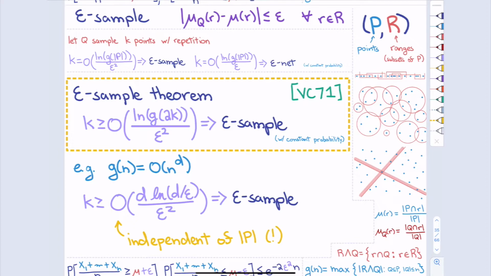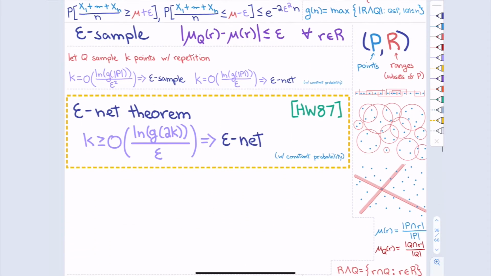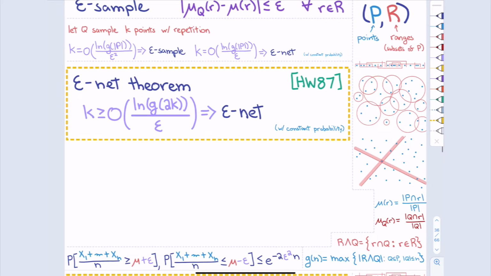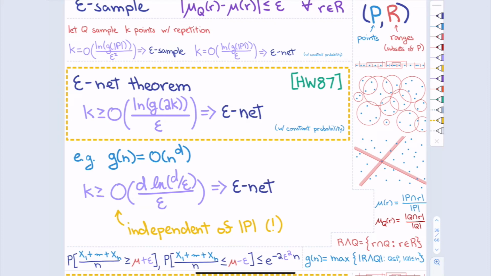Okay. For epsilon nets, you get morally something similar. So epsilon nets, just to remind you, says that I want to make sure I take at least 1 point from every disk or every range with at least an epsilon fraction of points. And there you need, again, log growth of 2k over epsilon instead of epsilon squared. Okay. And you get an epsilon net. And roughly the same thing happens for polynomial growth. The main difference is you go from epsilon squared to epsilon.